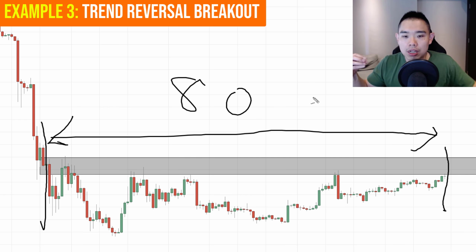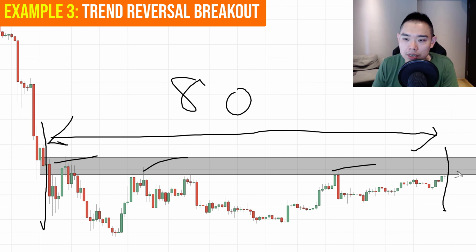Why 80? Because one thing about technical analysis, one thing about chart patterns, is that the longer it ranges, the harder it breaks. Why is that? Because if you recall earlier, this area of resistance was tested once, twice, three times, and possibly here a fourth time. Then sellers will look at this and think, it's time to short because the price is at resistance.